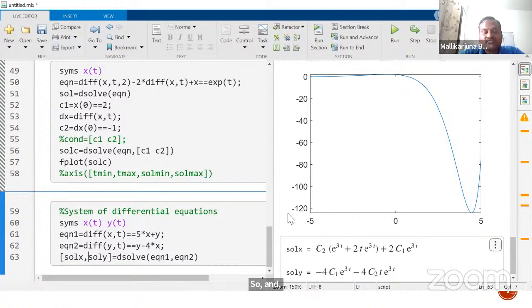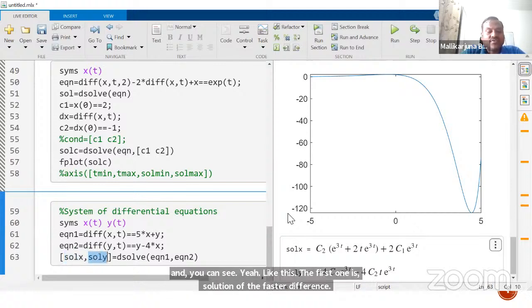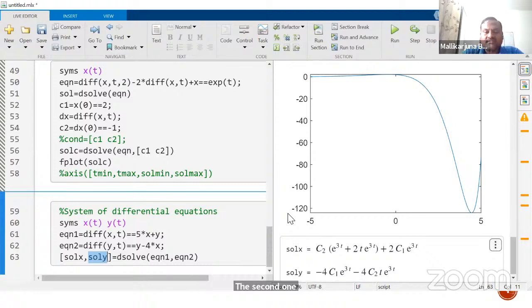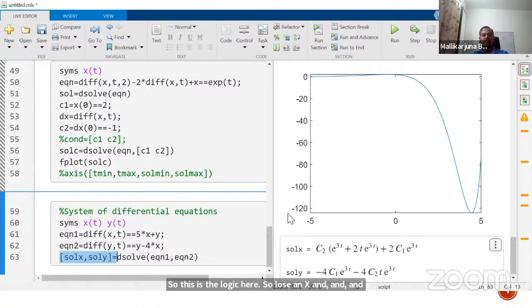Then you can see, like this. The first one is the solution of the first differential equation. The second one is the solution of the second differential equation. According to which equation we have given first, accordingly you can give this output syntax also. So this is the logic here, solution x and solution y. The output also you have to give in vector form, because there are two different solutions for the two differential equations.